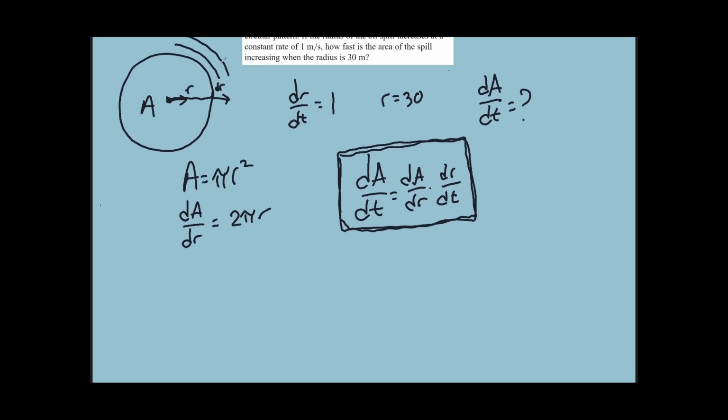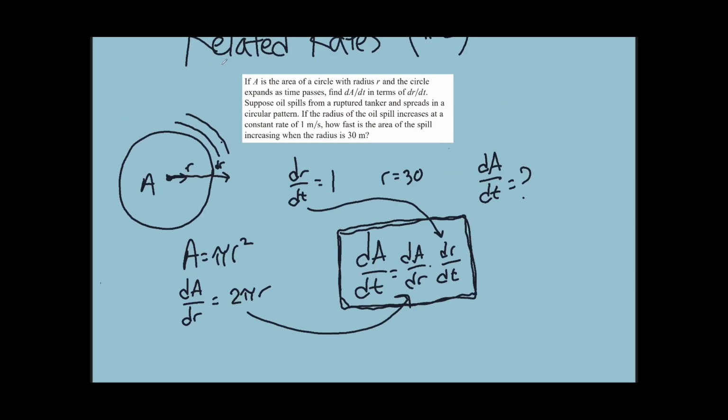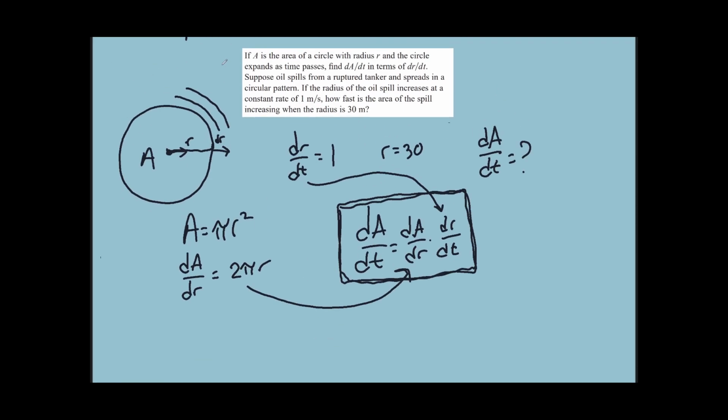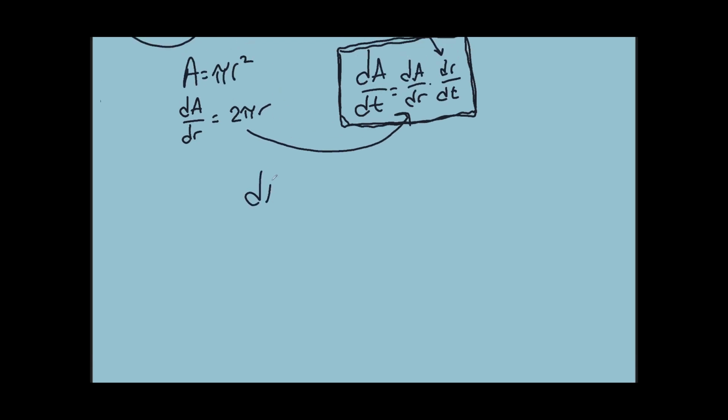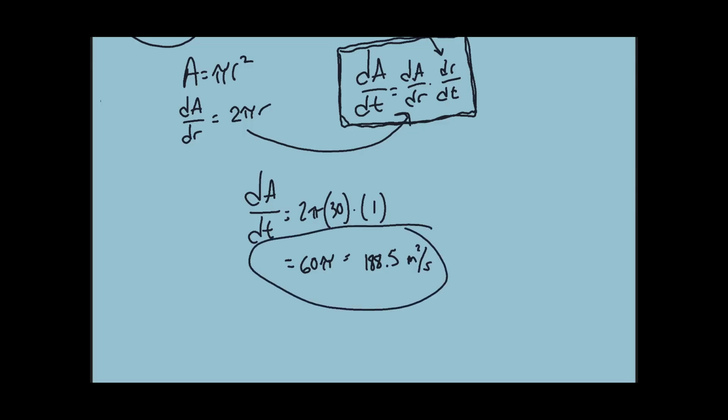We actually know some of this, right? Because here's dr/dt, we'll put that right in there. And here's dA/dr, I'm going to put that right in there. And they're asking us for the change in area over the change in time. So we can say, hey, dA/dt is equal to 2 pi, and the radius is 30, and dr/dt is 1. So we get 60 pi. That's going to be like 188.5 maybe square meters per second. That's the answer to this question.